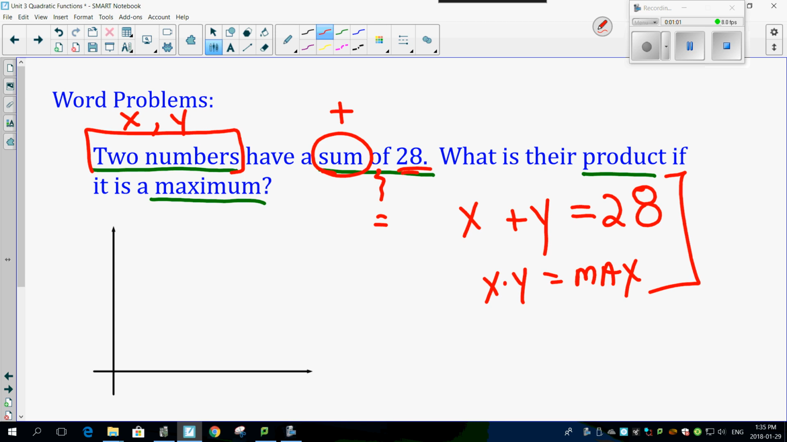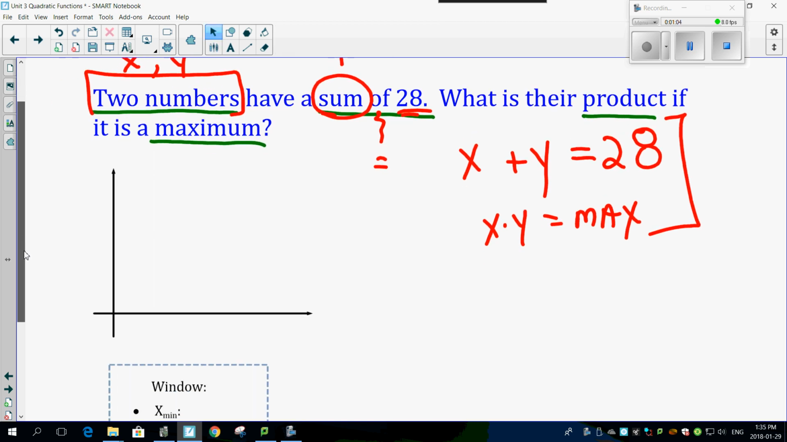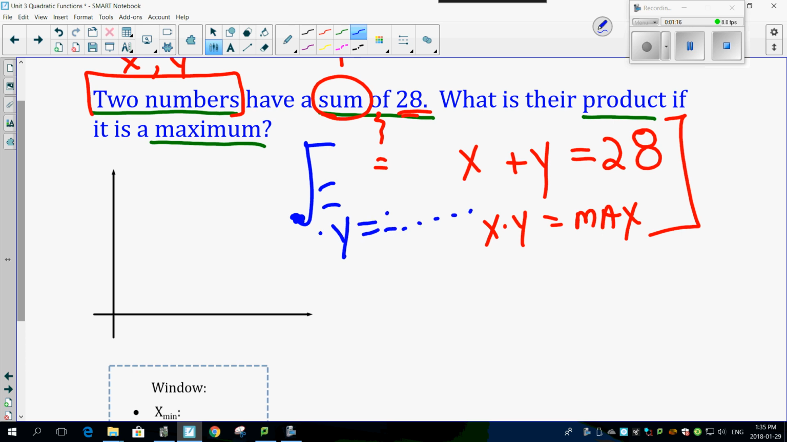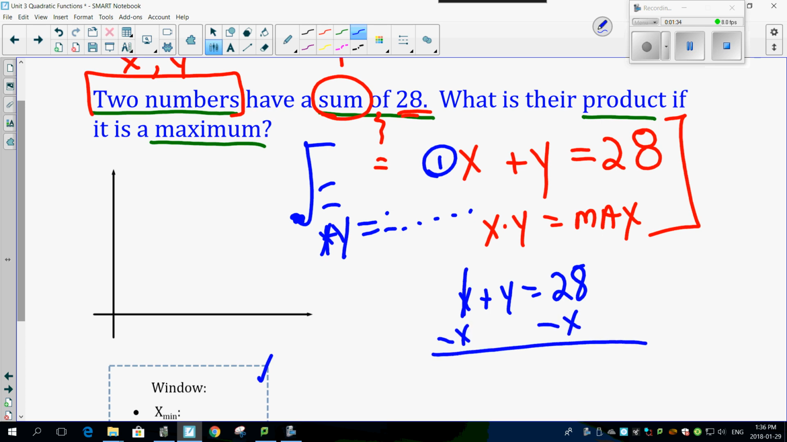So probably the best thing to do here is solve for one of them. Always, always, big note: always solve for y equals, because then you can put it into your calculator and confirm that you did this right. So I would take this first one. You've got x plus y equals 28. Solve for y equals by getting rid of the x. That gives you y equals 28 minus x.